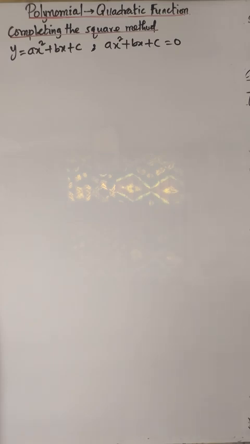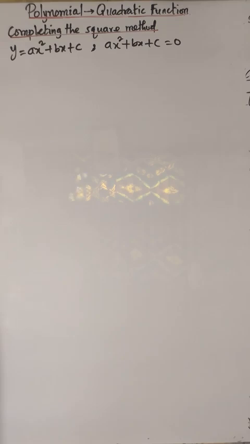And last class we already checked one of the methods, which is the factorization method. But the thing is, not all quadratic equations can be factorized. So we need to look for other methods. And now we are looking into the completing the square method. What do we mean by completing the square method?